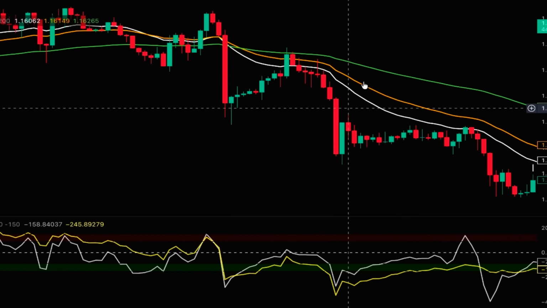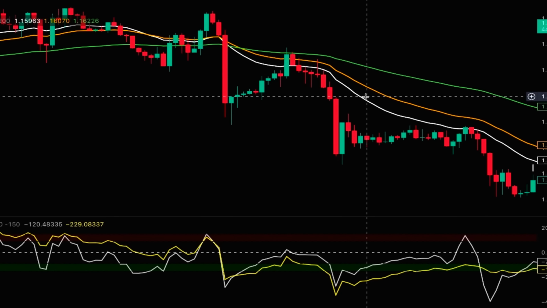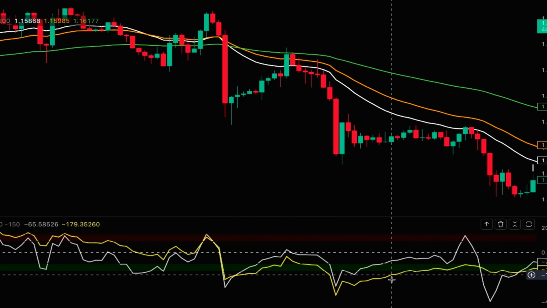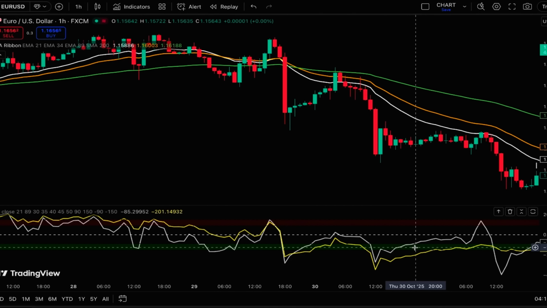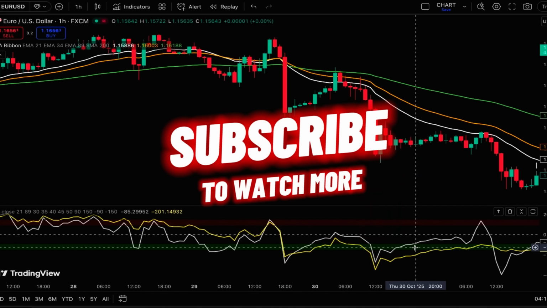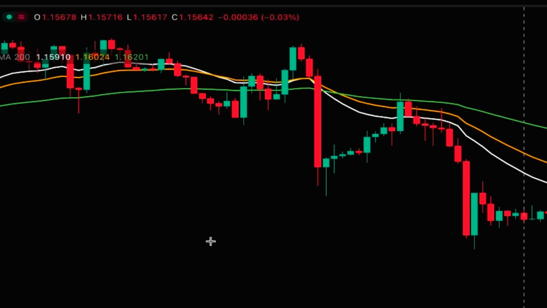We're going to use this green EMA for trend identification, orange and white EMAs for momentum identification, and we're going to use the 2 CCI lines for identifying trade entry. Let me show how you can find buy-sell signals based on these indicators. In the first step, our focus is on the green line.